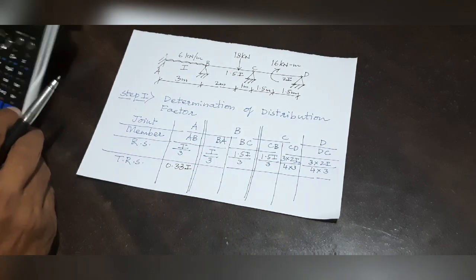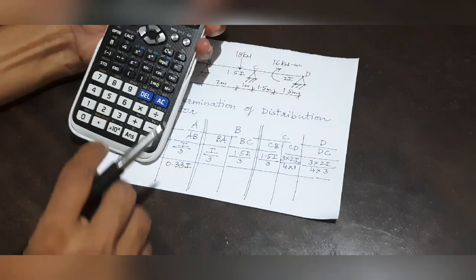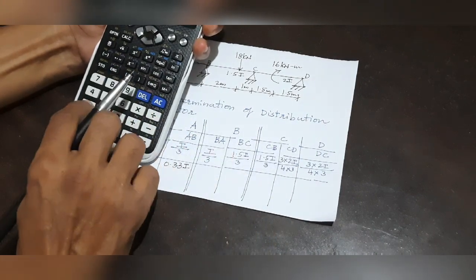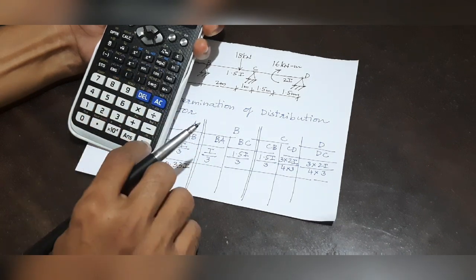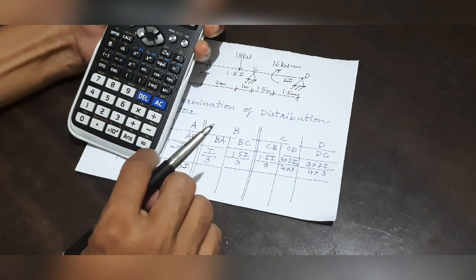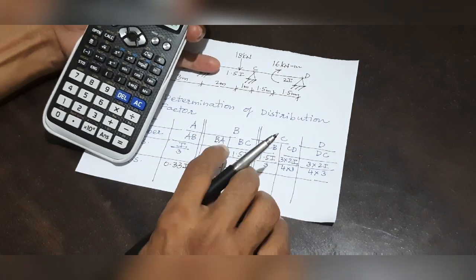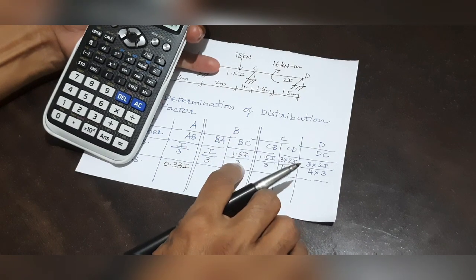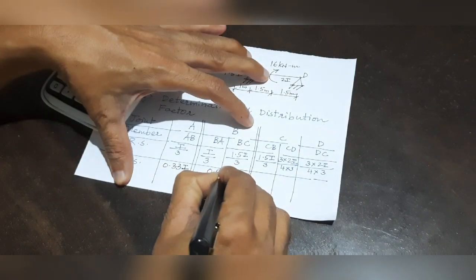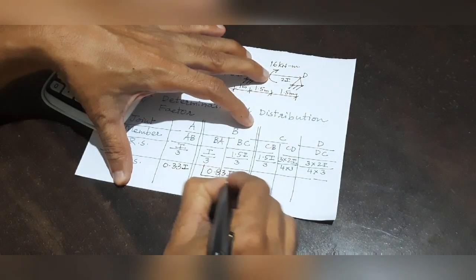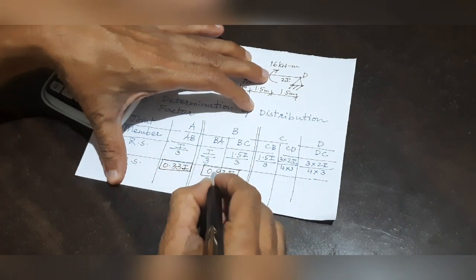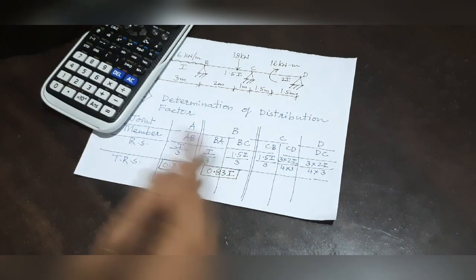Now what is the total relative stiffness at joint B? I am just calculating for joint B: I by 3 plus 1.5I divided by 3. I by 3 plus 1.5I divided by 3 comes out to be 0.833I. I by 3 is 0.33 and 0.5, that is 0.833. So I am writing 0.83I. My friends, I am just calculating up to 2 decimals. So total relative stiffness at joint A is 0.33I. Total relative stiffness at joint B is 0.833I.